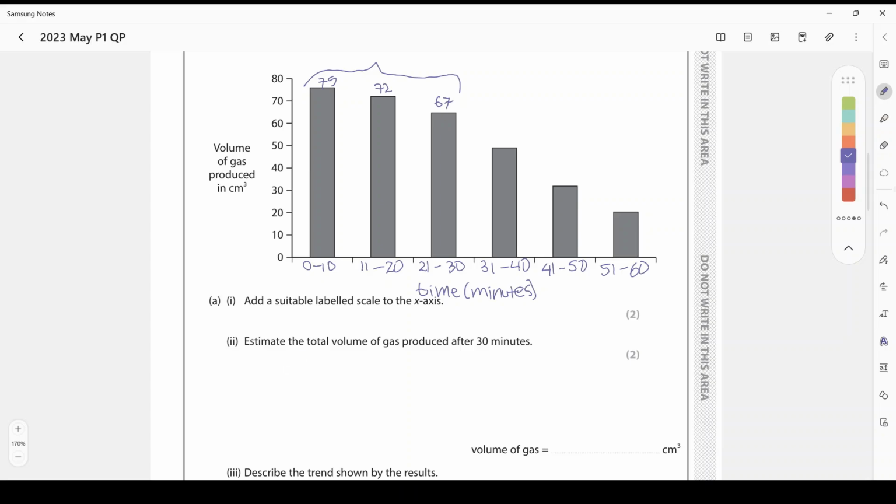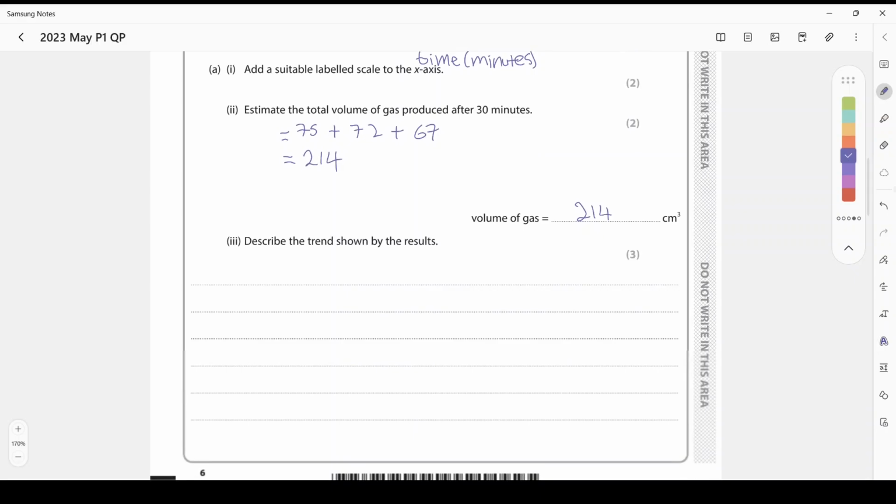So let's add everything up together. 75 plus 72 plus 67 should give us 214. So remember, the marking scheme does give you a bit of leeway there. Okay, let's move on to part 3.